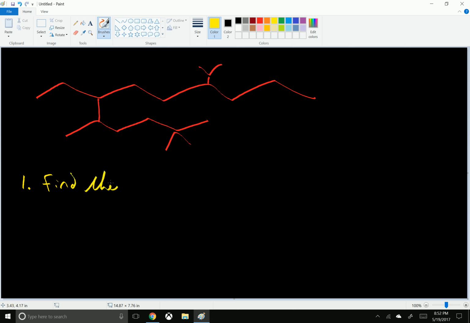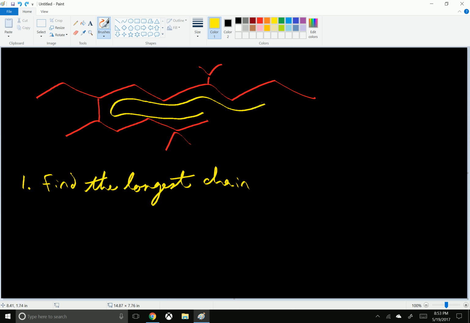Now I'm going to go ahead and first find the longest chain. Now that means, if you want to be very careful, very punctilious about it, you have to go from every single end to every single other end, look at every possible pair, or you can learn to recognize that this is going to be the longest chain. Okay, don't be fooled into thinking that this guy down here is a side chain on the main chain. No, it could be the main chain.